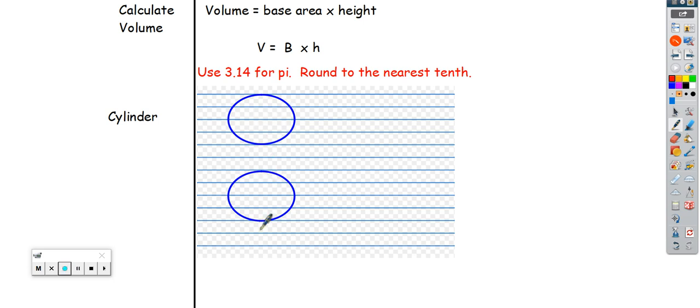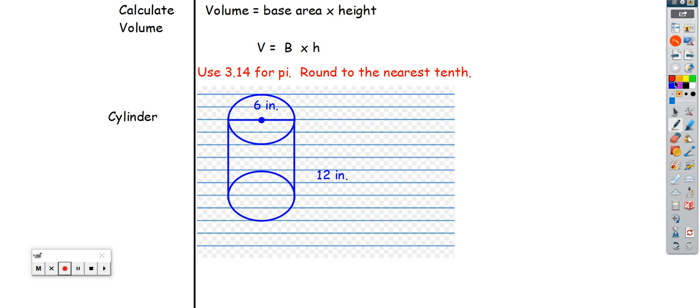These are our bases. They are congruent and parallel. And then we're going to connect both of those. Okay, there is our cylinder. And let's label it. I see that this 6 inches is written right above the center of my circle, so that's the diameter. It goes all the way across. And then the height of my figure is 12.